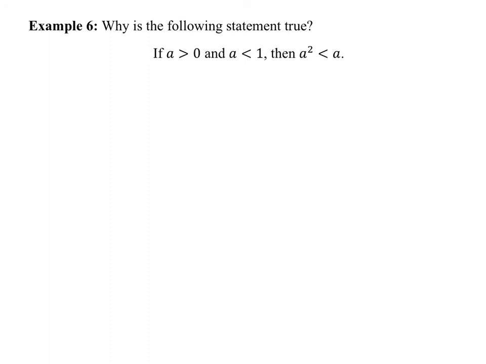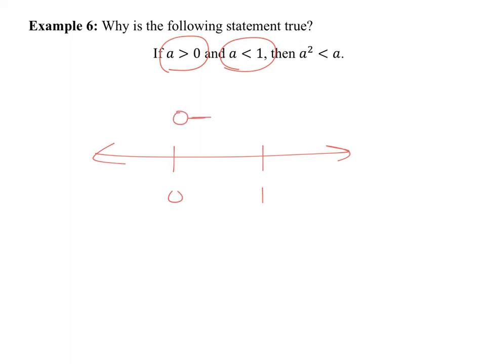The last one says, why is the following statement true? Because that means that A is a decimal, and when you multiply decimals, they get smaller. Exactly right. If A is greater than 0 and A is less than 1, for those conditions to be met on a number line, here's 0 and here's 1. It's greater than 0, but it's less than 1. And in this range, it's all fractions or decimals.